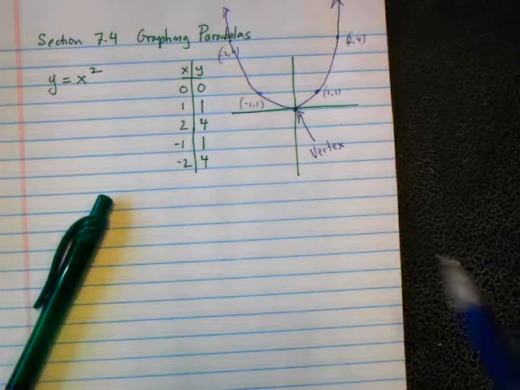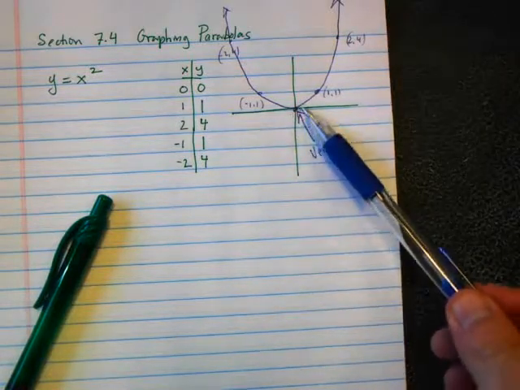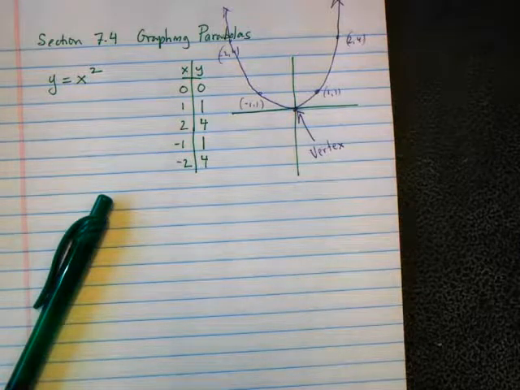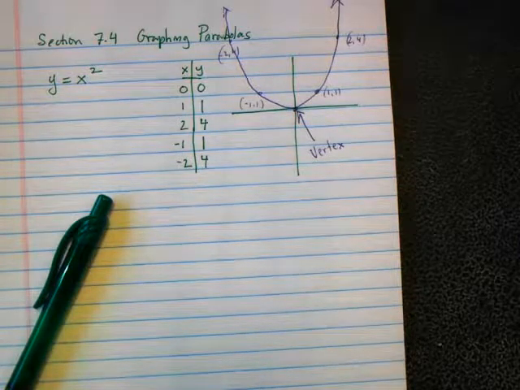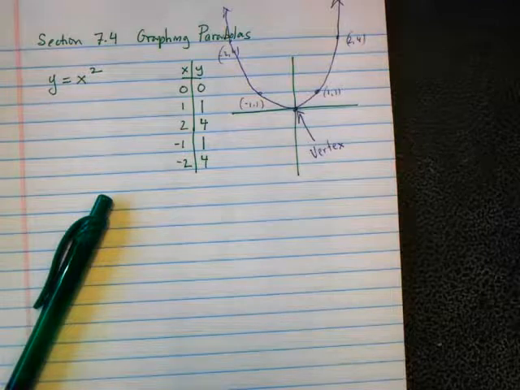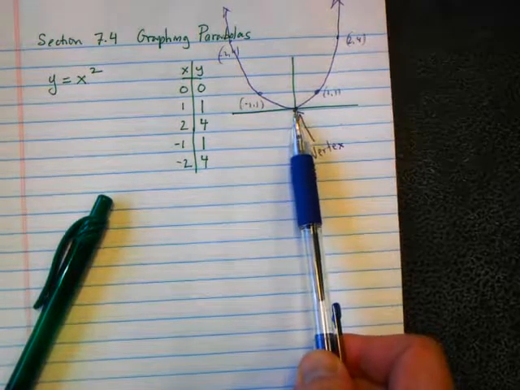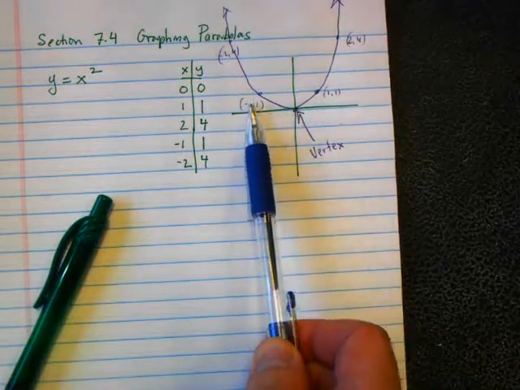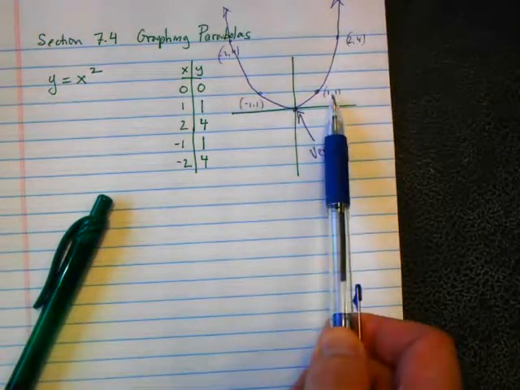Alright, so the most important point on any parabola is always the vertex. So when we go to graph a parabola, one of the first things we're always going to want to try to do is find that vertex. Now notice there's a symmetry property that happens. If you start at the vertex and you take one step to the right, or if you take one step to the left, notice you get the same y values.